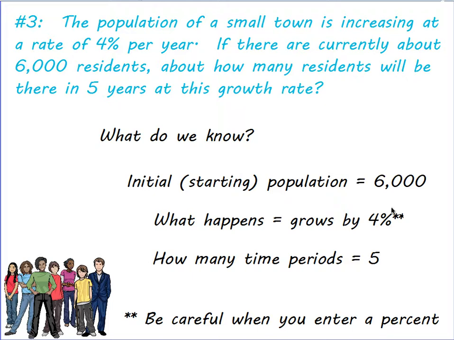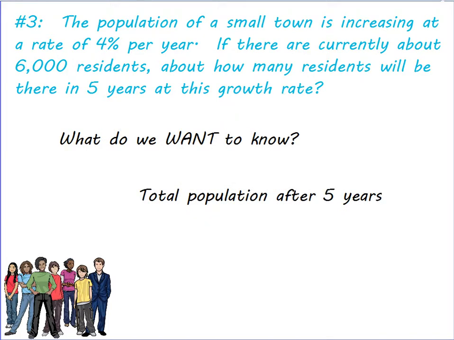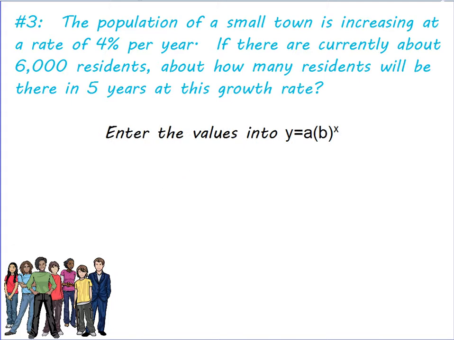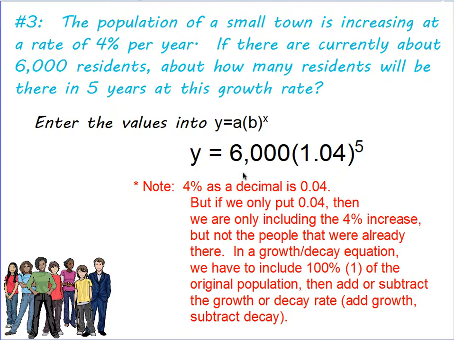We want to be careful with the percent. That's the part that's different in this scenario than the others. We want to know the total population after 5 years, and when I plug these values into my exponential equation, most of it's pretty straightforward. I want to know the total. I started with 6,000, and it's 5 years that we want to calculate the population for.